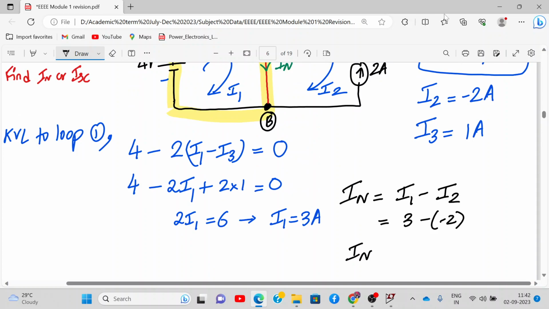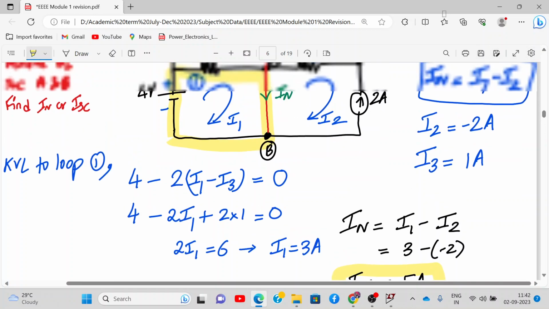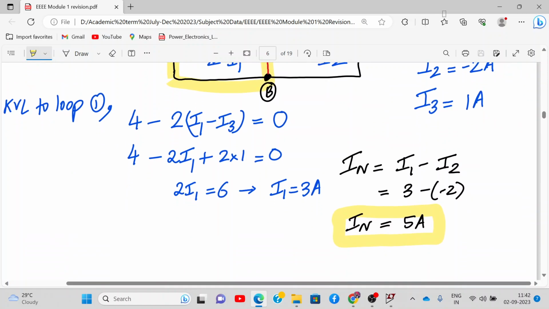So IN will be... No. IN is 2 ampere. No, IN is 5 amperes. See this part. Correct now? IN is I1 minus I2 and I1 is 3. I2 is 2 minus 2. So it's 5 ampere. Did you get it?